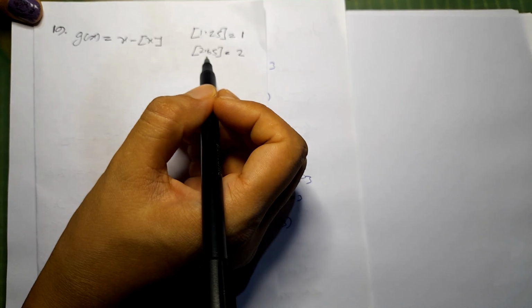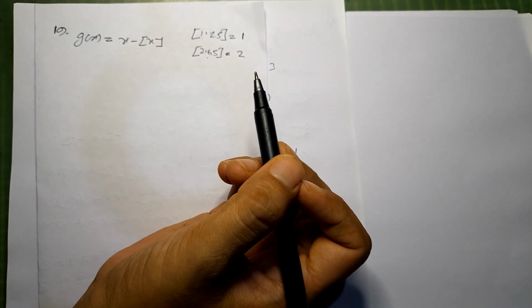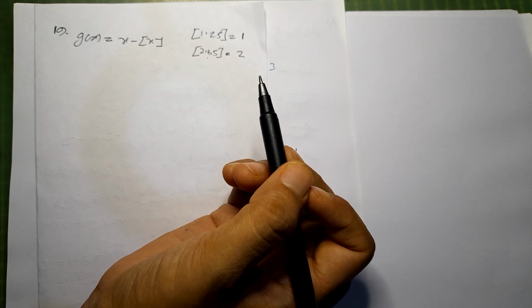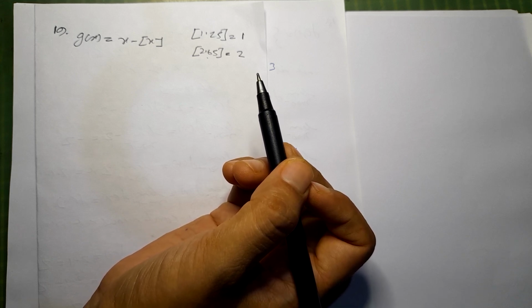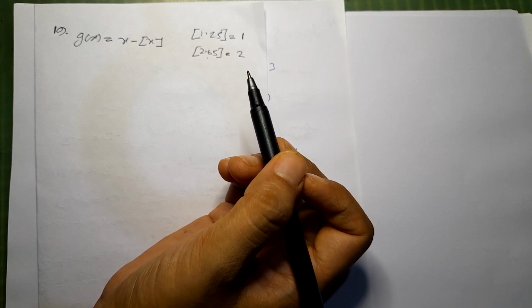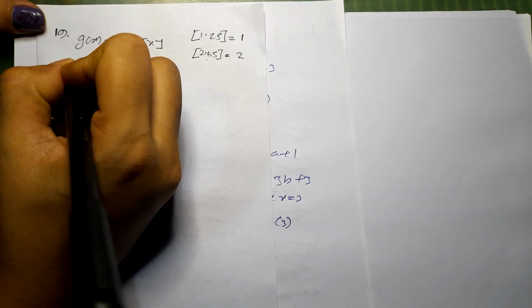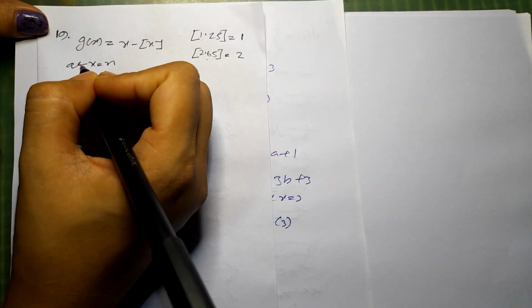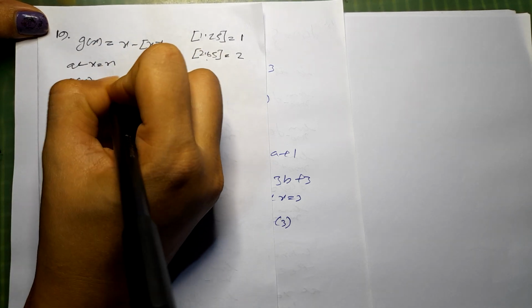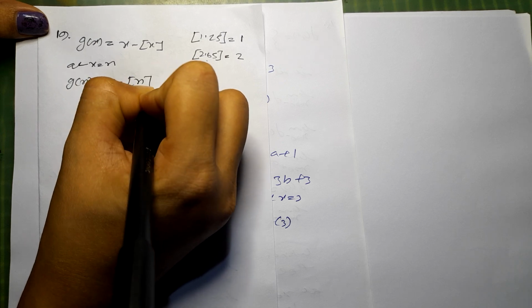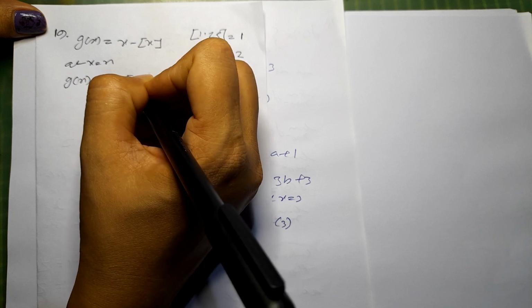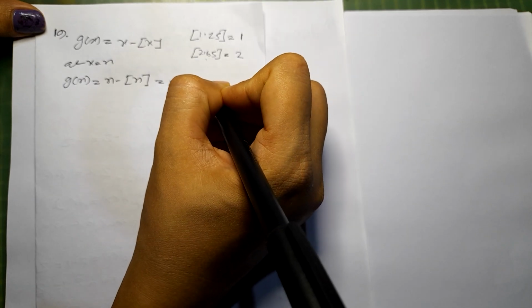Now here is a function. They did not mention at which point it is continuous or not; in the previous question the point was already mentioned, but here it doesn't mention it, so we have to take any point. So let's take it as n. At x equal to n, g(n) is equal to n minus the greatest integer of n. That will give n only, so n minus n, which is 0.